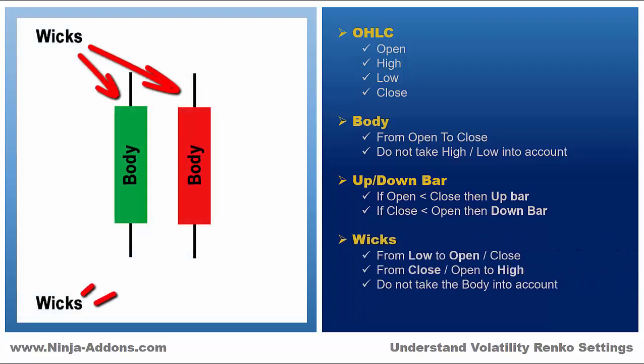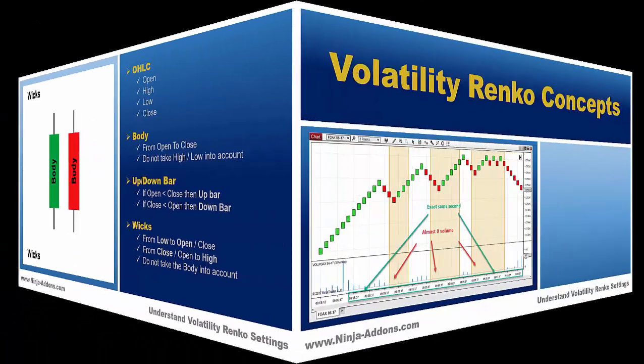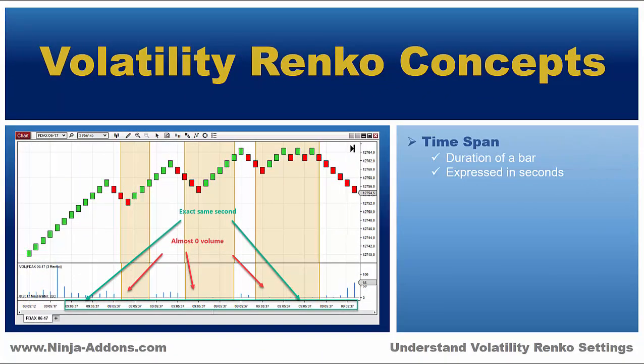Lastly, the wick corresponds to the little lines above and below the body that go from the low to the open or close and the close or open to the high. Bars may have a wick above and or below the body, but it's not always the case. Now, the following are the concepts that we introduce with the Volatility Renko.